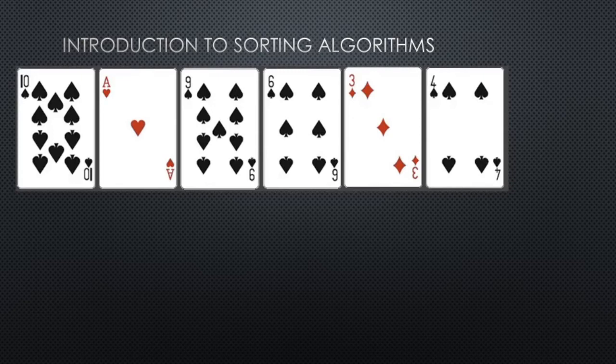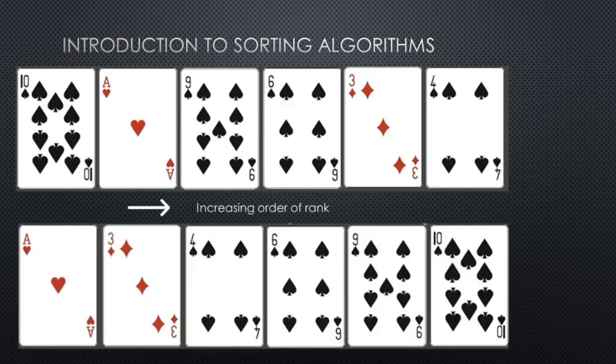Even though the number of cards in our hand is really small, we like to keep our hand of cards sorted by rank or suit. And let's say this is our hand of cards and we want to keep it in increasing order by rank. Then the arrangement will look something like this.